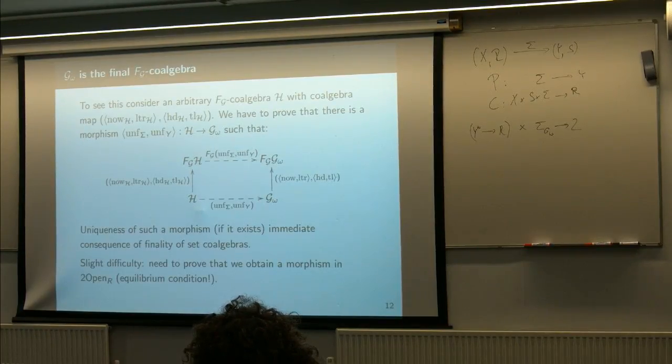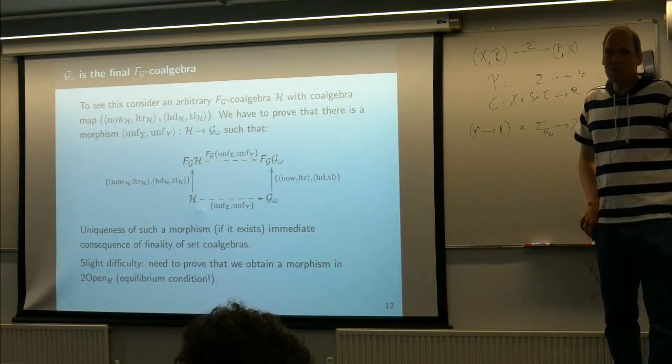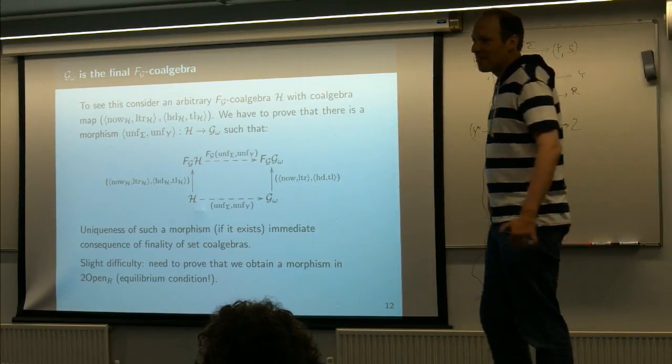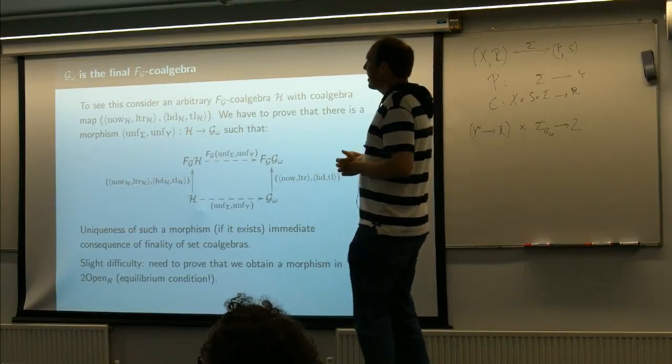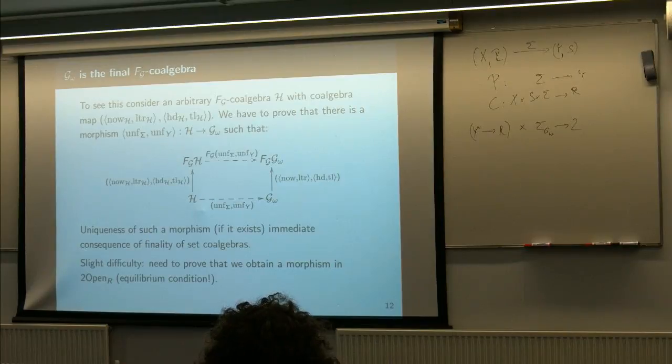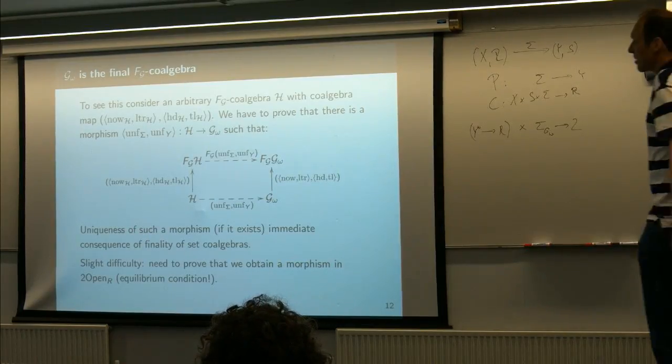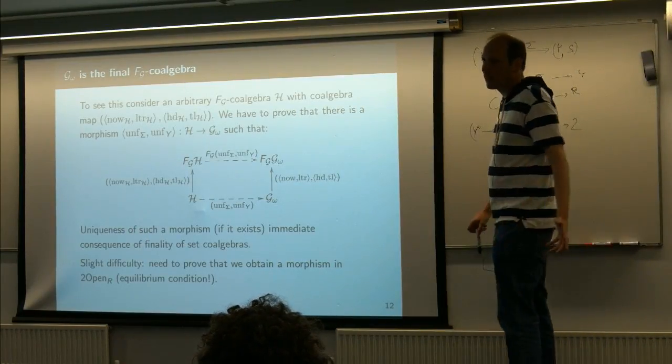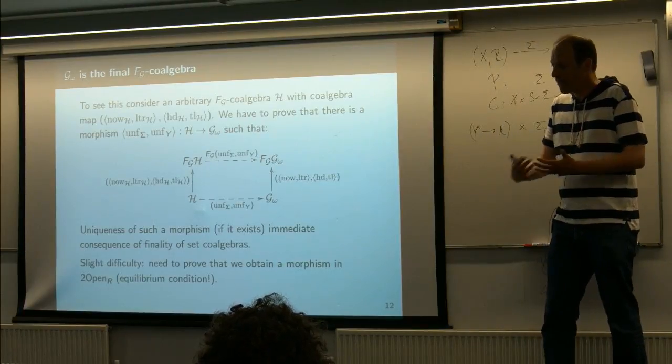I was about to show you something of the proof, but I'm not going to really do it. It's always kind of escaping. What I wanted to say is it's not a very difficult proof to show now that with these definitions in place, it's the final coalgebra. It's non-trivial, but it's not very difficult because you know what you have to prove.